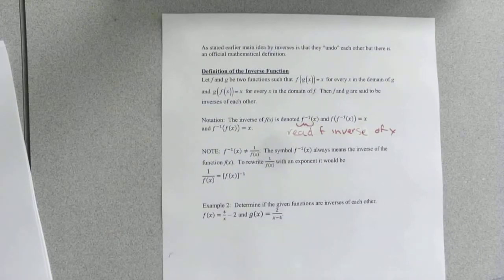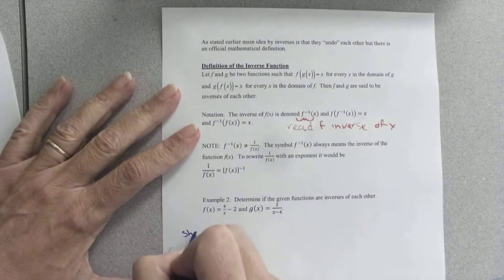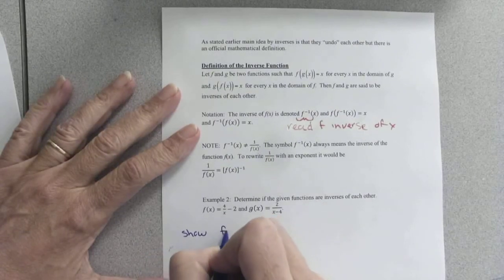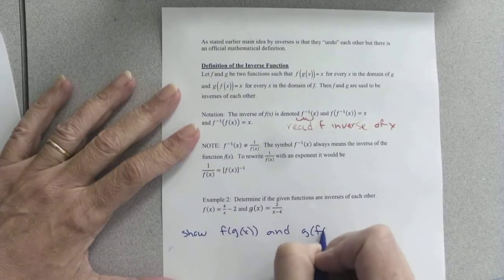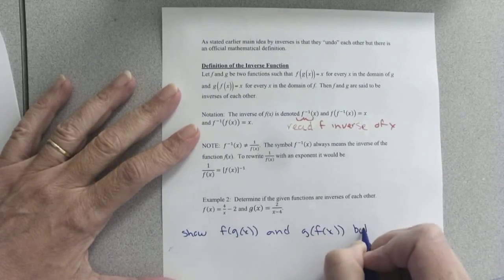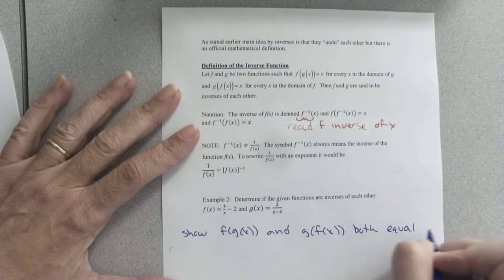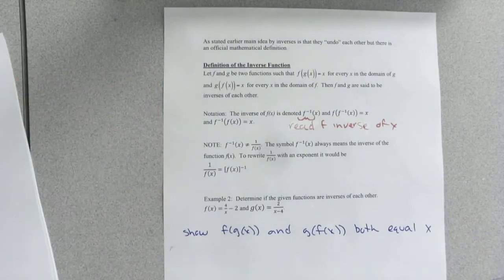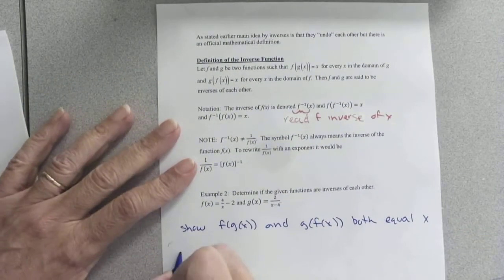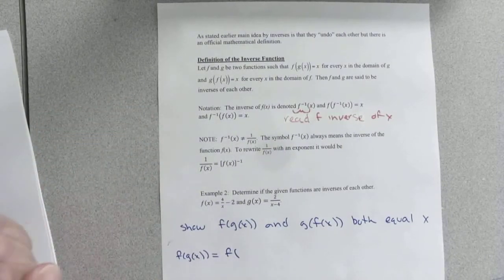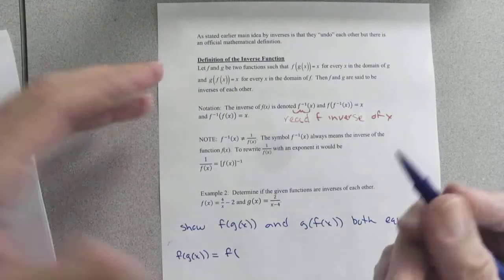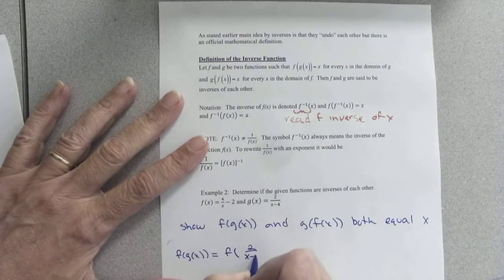Okay, next example. Determine if the given functions are inverses of each other. When it says that, what we have to do is show that f of g of x and g of f of x both equal x. If we can do that, they are inverses. So let's start with f of g of x. We think back to the last section: start on the inside, replace g of x with its formula.